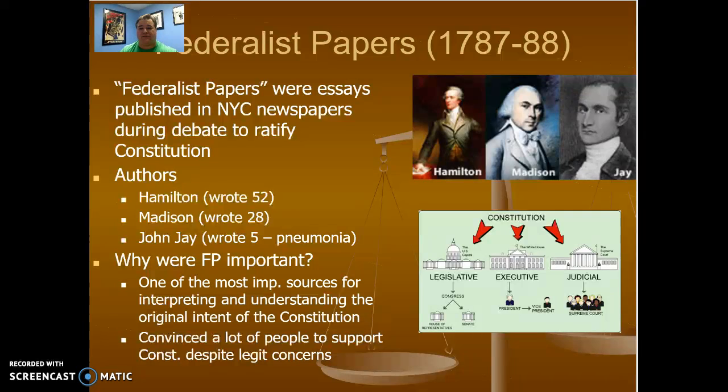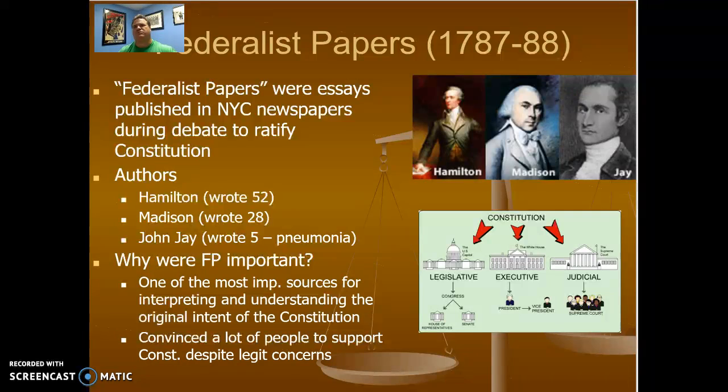mantle fell to James Madison and Alexander Hamilton to write the lion's share of the Federalist Papers, which were essays. They wrote essays and published them in the newspapers under a pseudonym, a fake name, Publius. That was Hamilton's pseudonym, his pen name, so to speak.